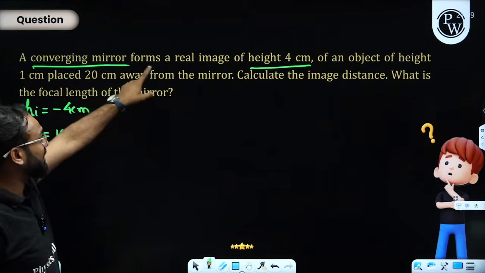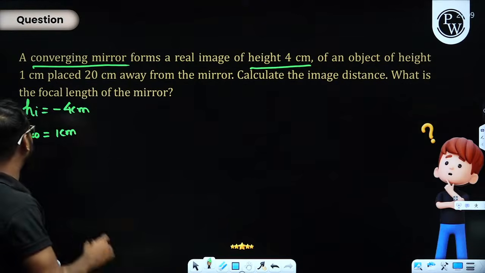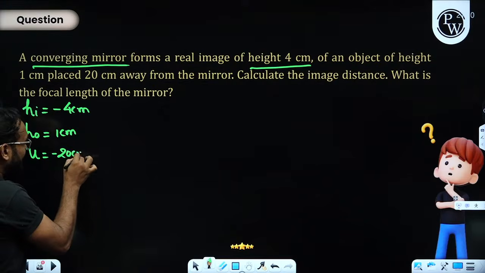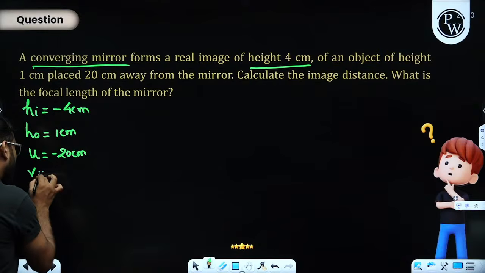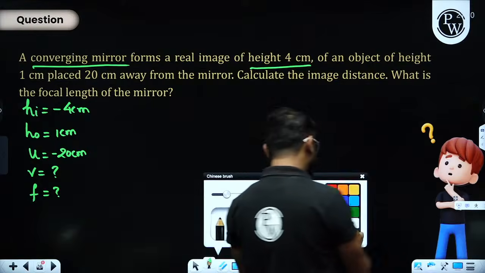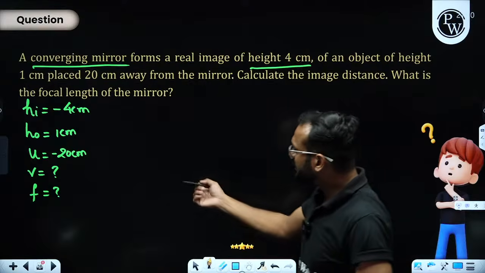So the converging mirror forms a real image of the object placed 20 centimeter away. That means the object is placed at minus 20 centimeter. Calculate the image distance and focal length. That means we need to calculate the value of V and the value of focal length. Will you be able to do that? Yes, sir.